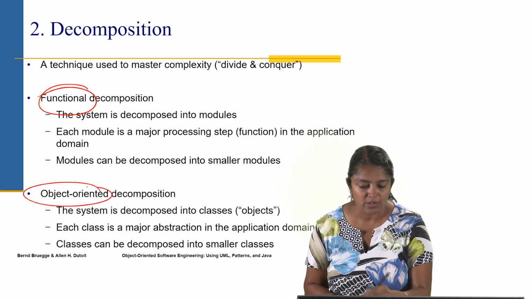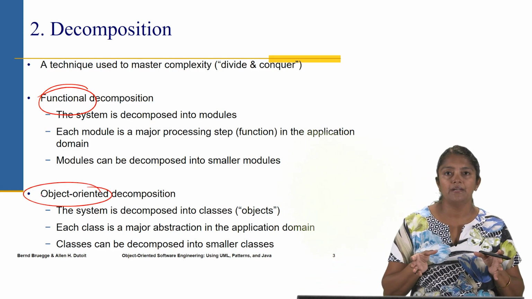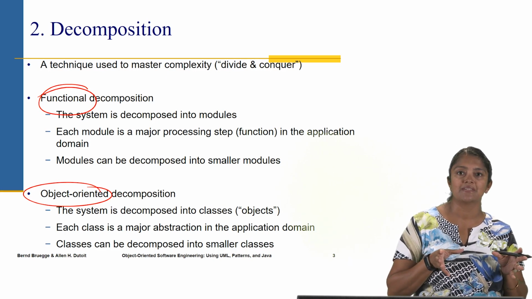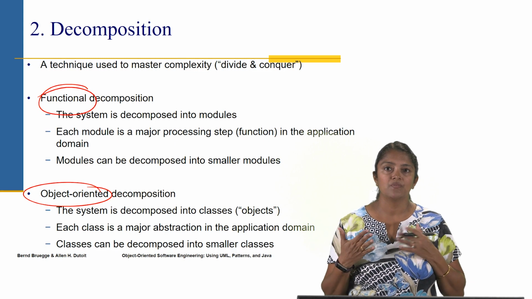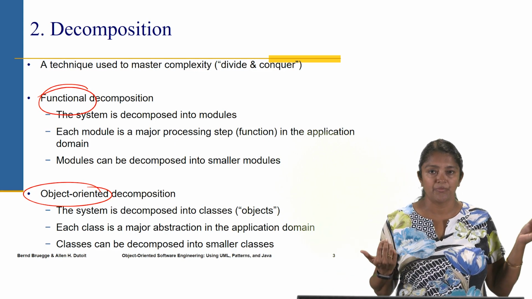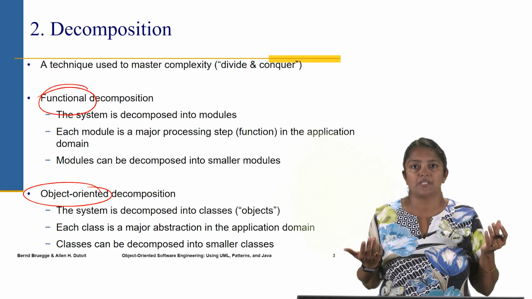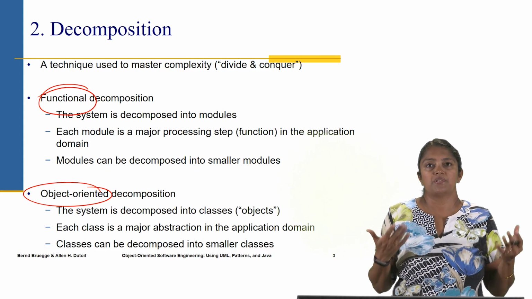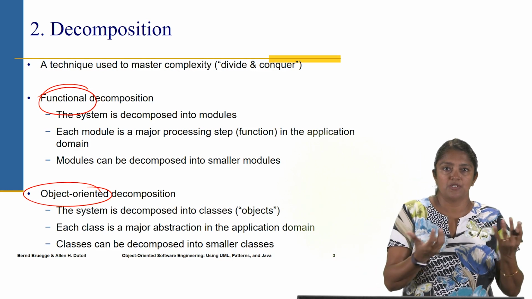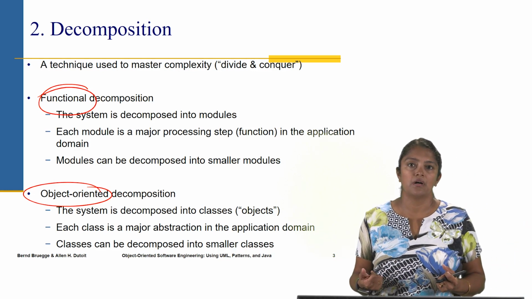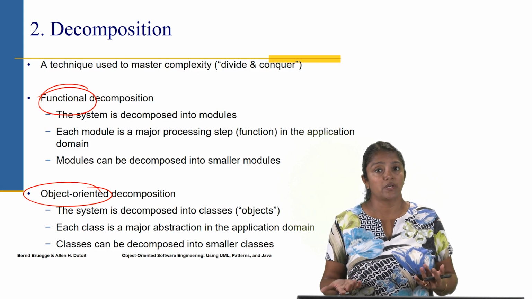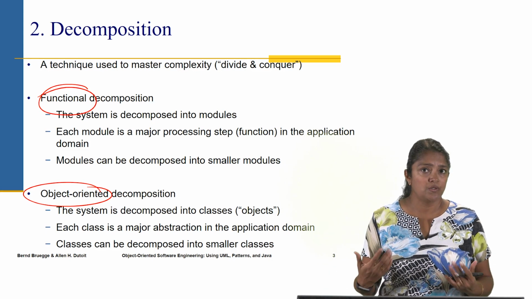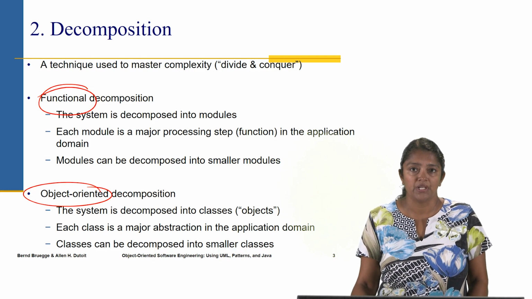The other one is object-oriented decomposition, and the idea here is to basically take the system and break it down into classes or objects. So think in terms of objects, and we want to decompose it into these different objects. Now each class is basically a major abstraction in the application domain, and when I say abstraction, it's one of those major concepts that's used in the application domain. And classes also can be decomposed into smaller classes. So these are the two different ways in which decomposition could be done.